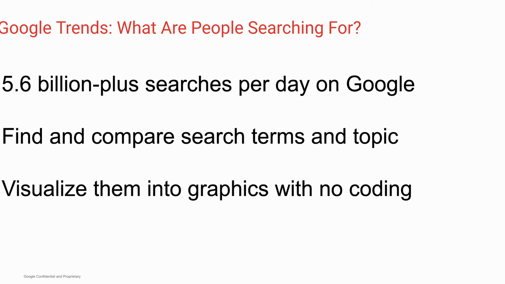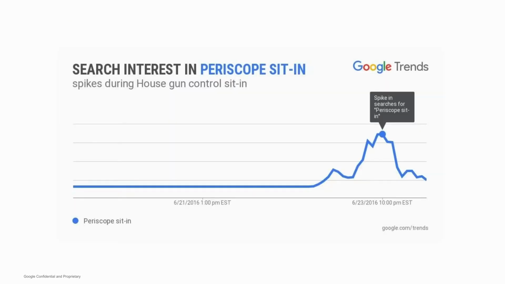There are 5 billion plus searches per day on Google. That's a lot of searches. It allows you to find and compare search terms and topics, and you can visualize them into graphics with no coding. So you can do little line charts with them. There's even some maps. The database is updated every 3 to 4 minutes. The granularity on it, you can get it down to minute by minute granularity. You can also look at it over hours, days, weeks, months, years. I'll explain the y-axis here in a little bit, but we'll look at some examples here first.